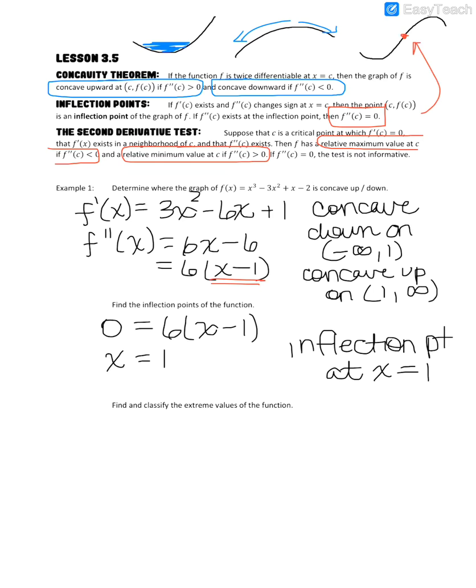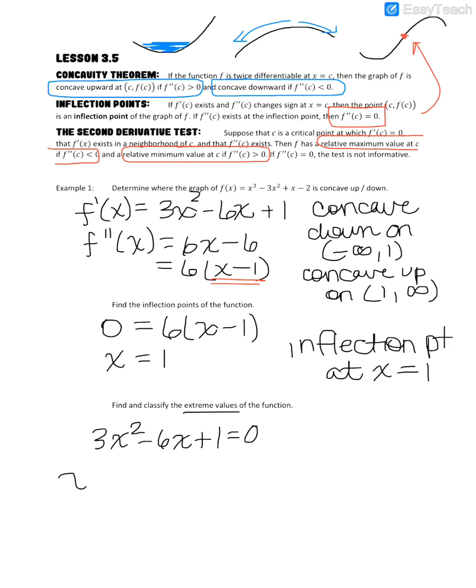All right, the last part here, find and classify the extreme values of the function. Okay, so extreme values means maxes and mins. This is back from the beginning of unit 3, okay? So the first thing I want to do, take my first derivative, set it equal to 0. Find my critical values. On this one, it actually does not factor, so I'm going to use the quadratic formula.